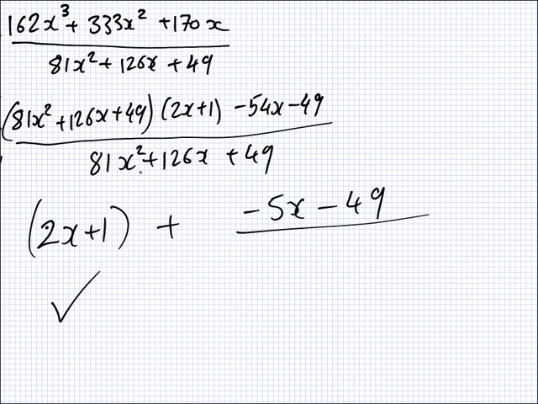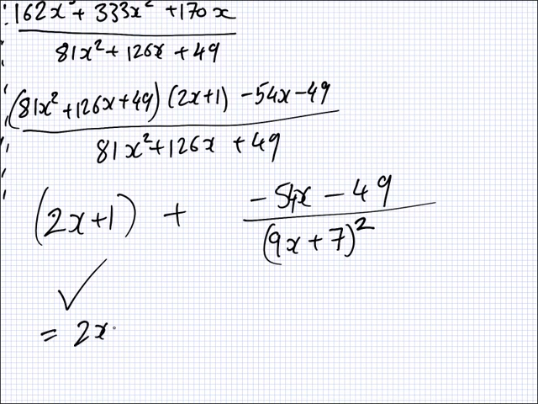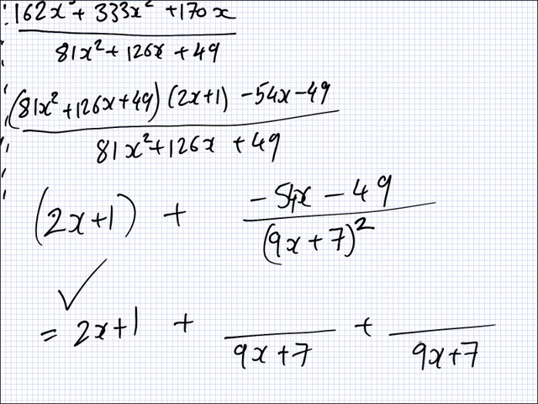Now, I think this quadratic has repeated roots. Is this 9x plus 7? I think it's that, yes. So this is equal to 2x plus 1 plus some number over 9x plus 7, plus something else over 9x plus 7 squared, like that.